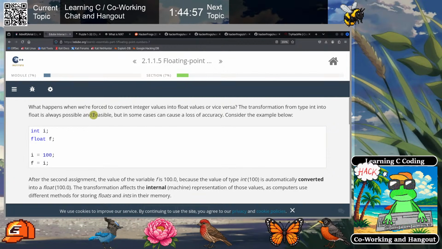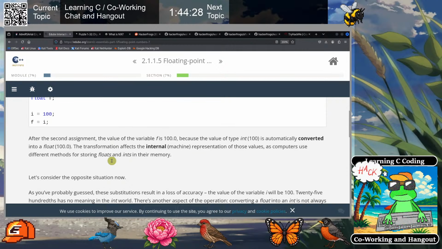Okay, so what happens when we're forced to convert integer values to float values or vice versa? The transformation from type int into float is always possible and feasible, but in some cases it can cause a loss of accuracy. Consider the example below. int I, float f, I equals 100, f equals I. Okay, so we expect that f, because it's a float, will be 100.0. So after the second assignment, the value of the variable f is 100.0 because the value of type int 100 is automatically converted into a float, so accurate to some degree of decimal point.